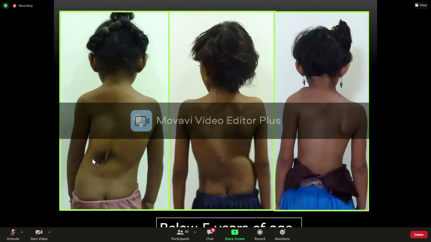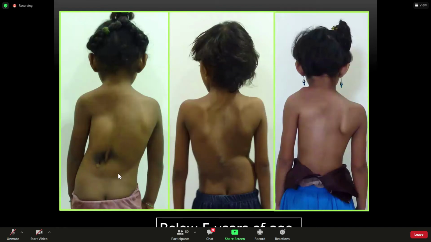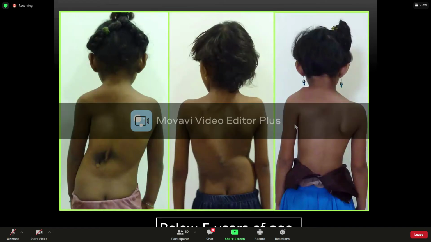Some of them may have a tuft of hair on the back like this, which is an indicator that there is some problem occurring in the spinal cord also. Some of them may have a shoulder elevation like this, which is a condition called Sprengel's shoulder, wherein the scapula is located slightly higher than normal, with a limitation of the abduction of the arm.